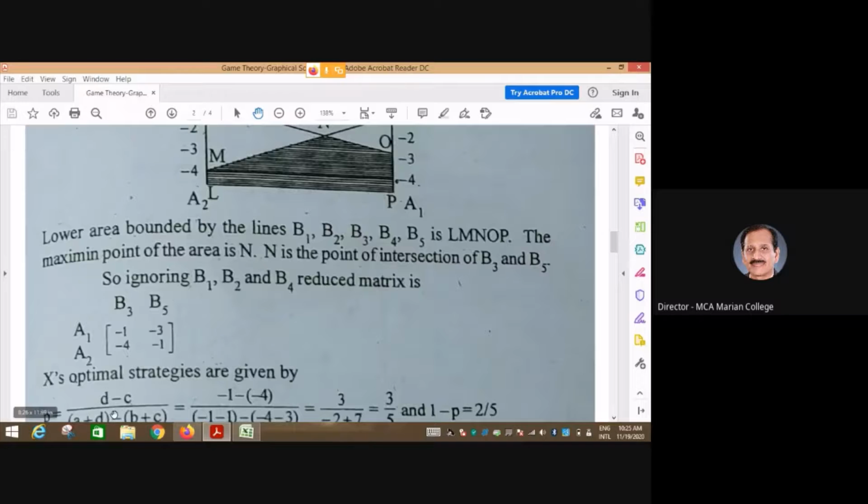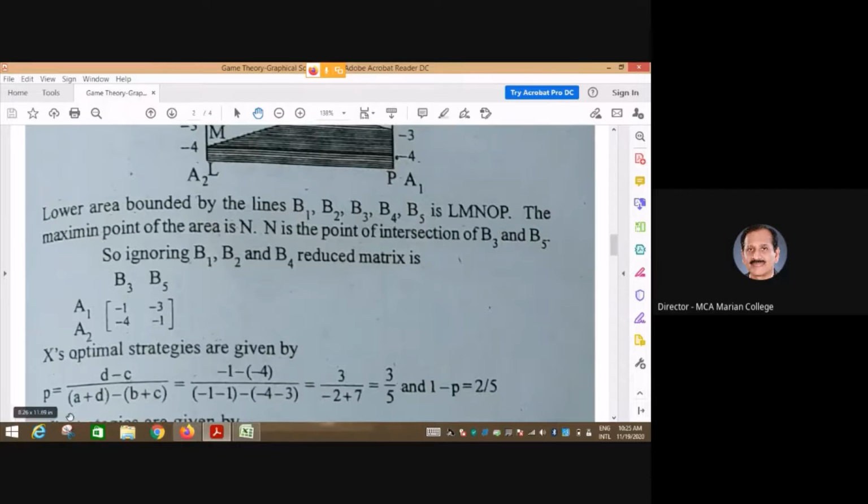Now, this is a 2 by 2 matrix. You can use probabilistic method, and the formula for finding P is (D minus C) by (A plus D minus B plus C). So we'll get the value like this: 3 by minus 2 plus 7, which is equal to 3 by 5. Please check whether the values are correct. So we will get P is equal to 3 by 5, and therefore 1 minus P equal to 2 by 5.